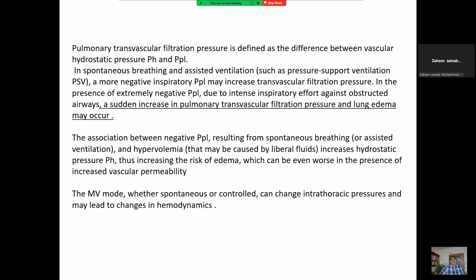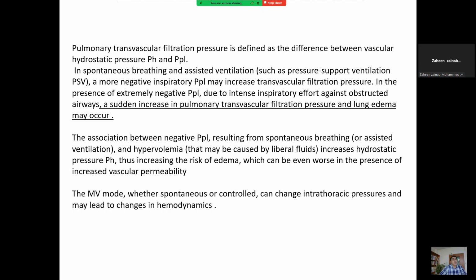Pulmonary transvascular filtration pressure is defined as the difference between vascular hydrostatic pressure and pleural pressure. In spontaneous breathing and assisted ventilation, such as pressure support ventilation, where the patient makes effort to take his own breath, a more negative inspiratory pleural pressure may increase transvascular filtration pressure. In the presence of extremely negative pleural pressure due to intense inspiratory effort against an obstructed airway, a sudden increase in pulmonary transvascular filtration pressure and lung edema may occur.